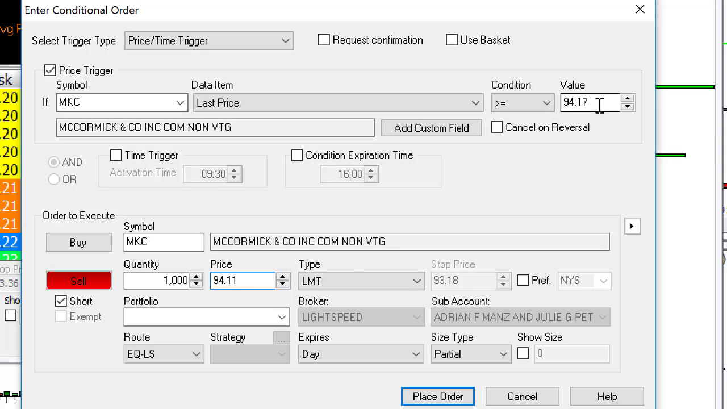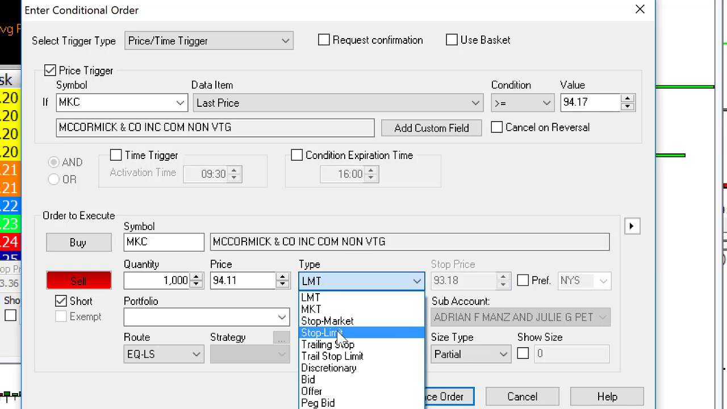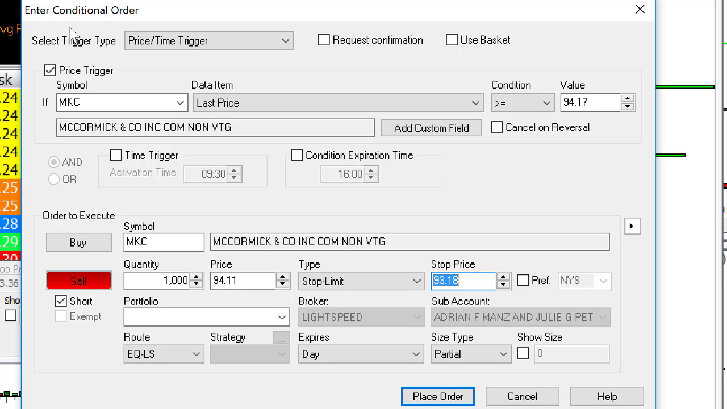If 94.17 prints, if we just use a limit order, then what would happen is we would immediately have a sell short 94.11 order out there if 94.17 printed, and that's not really what we want to have happen. What we want to see is 94.17 prints, then we get a stop limit order, and we need to see price get down to $94.11, and then we're going to accept a fill down to $94.07. So it's got to get just below that pivot line, and when it does, get us short with a few pennies of slippage at the worst.